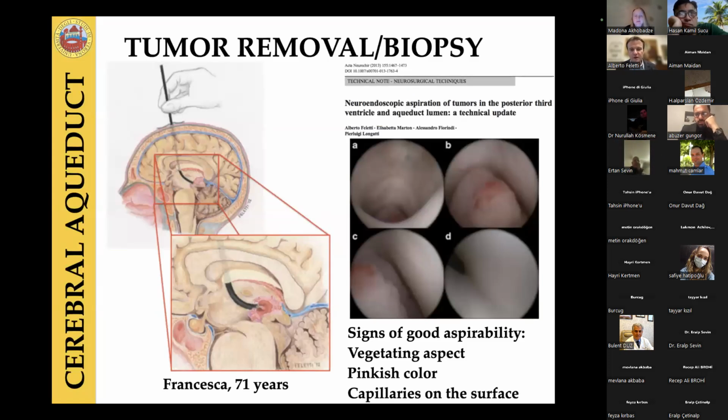What can you do if you cross this limit of the anterior part of the third ventricle? Of course, again, you can do tumor biopsies or removal. Just to point out when it is possible to remove a tumor: usually when the tumor is vegetating, so when it is exophytic, when the color is pinkish, it's more likely to be soft, so it's possible to aspirate it. And when it shows some small capillaries on the surface, these are all signs of good aspirability of the tumor.